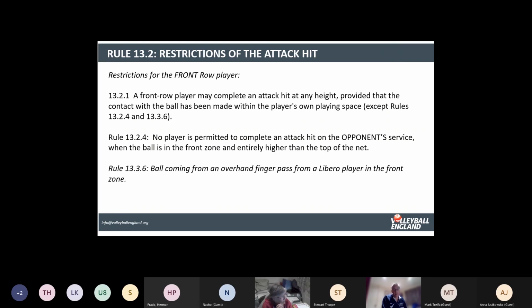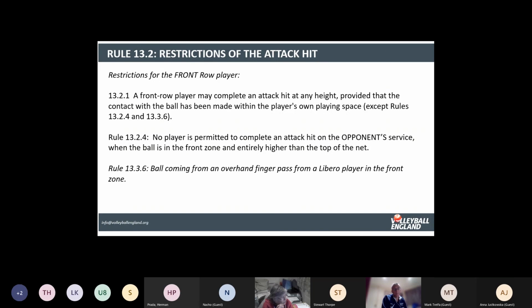And the second part that it's referred to there is that they're not allowed to attack hit a ball coming from an overhand finger pass by a libero player. But we'll talk about that when we get to the faults of this particular rule.